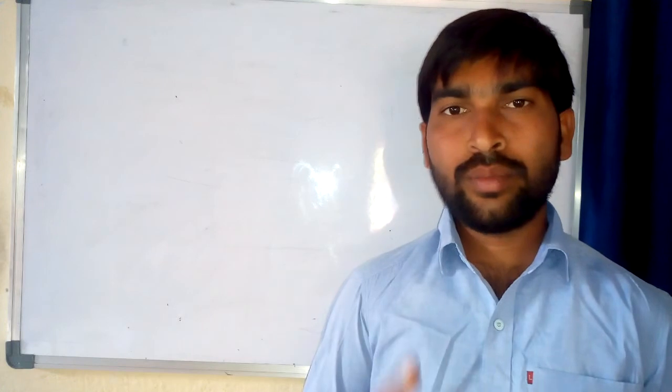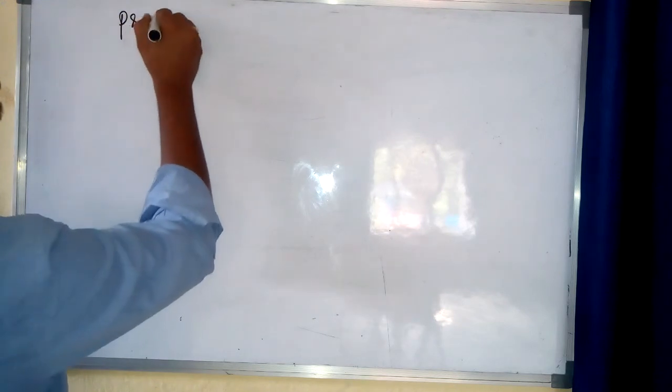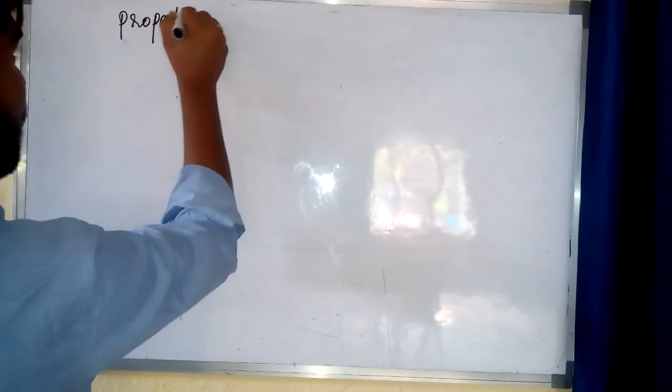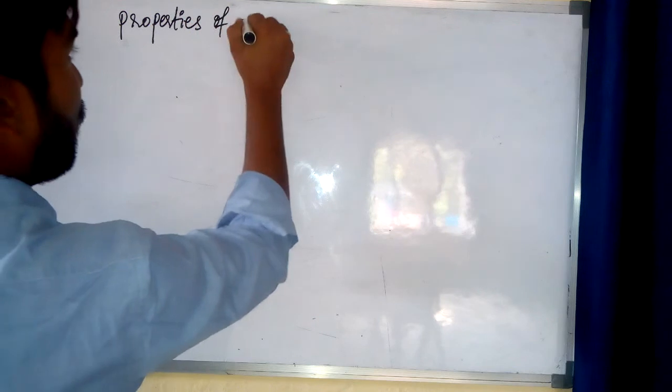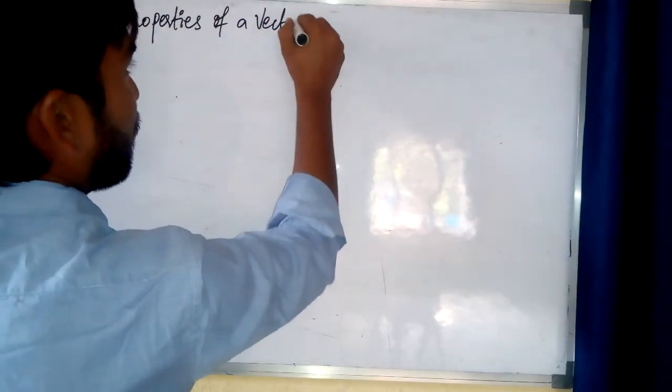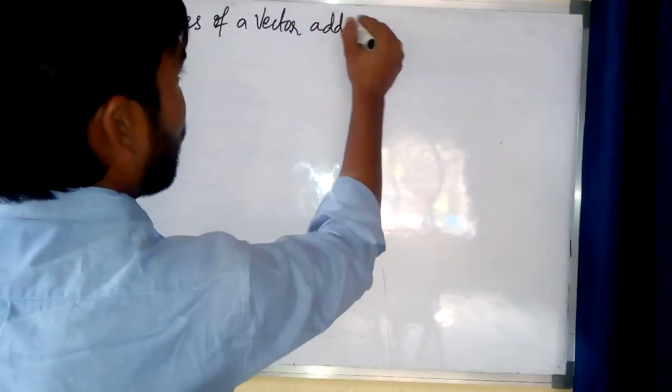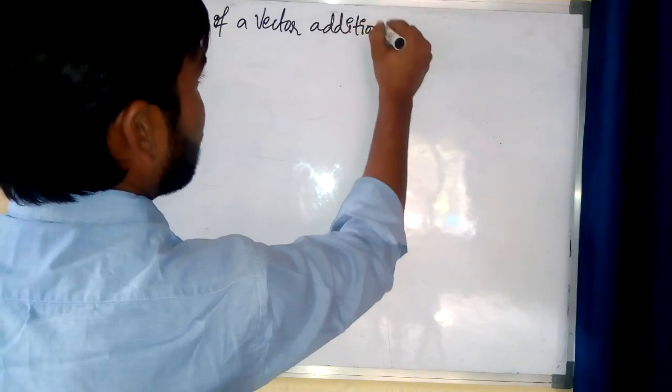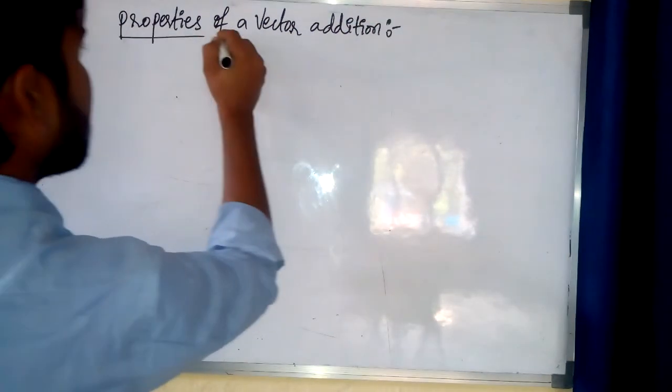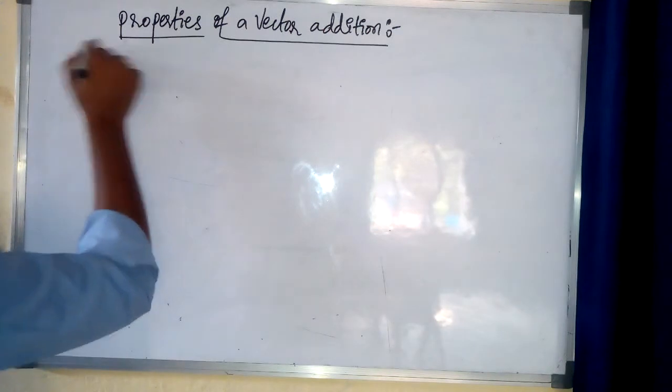What are the properties of vector addition that we need to study? There are three properties of vector addition. What are the properties it satisfies? So what is the first one?